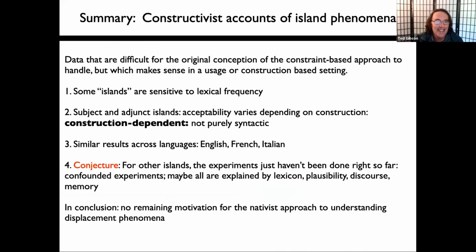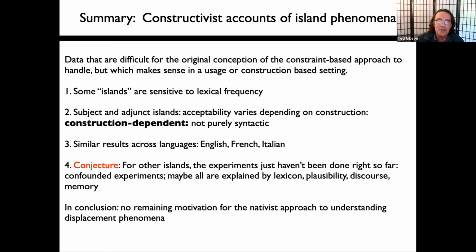I'm almost done. Here I presented data that are difficult for the original conception of the constraint-based approach to handle, but which make sense in a usage or construction-based setting. That is, some islands are sensitive to lexical frequency. Subject and adjunct islands: I only told you about subject, but we have very similar results for adjunct islands. Acceptability varies depending on the construction. It's construction dependent, not purely syntactic.